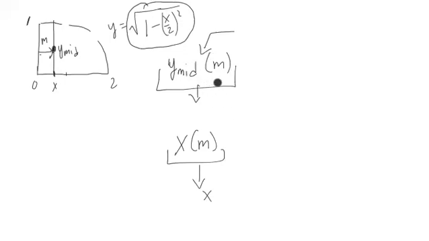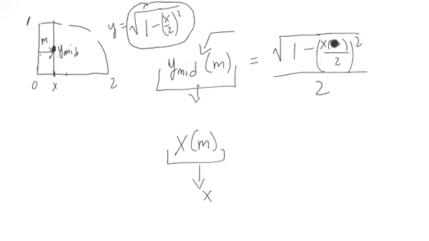So this is a function of m. You could also, technically speaking, write it this way: 1 minus x as a function of m, over 2, squared, all divided by 2. That's the middle one in the middle. So this is the function of m that we're going to be finding the average value of.